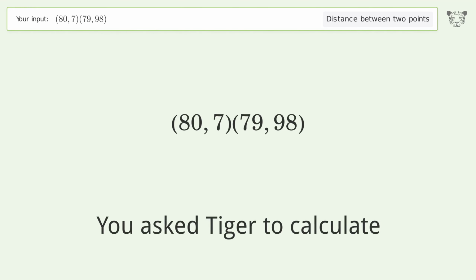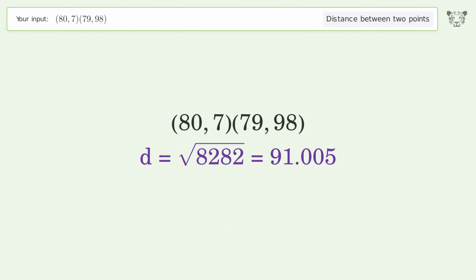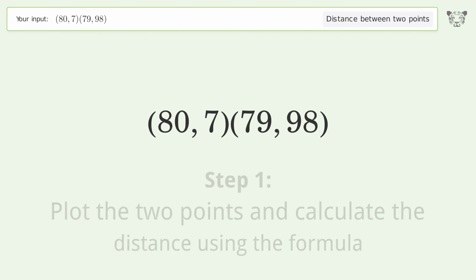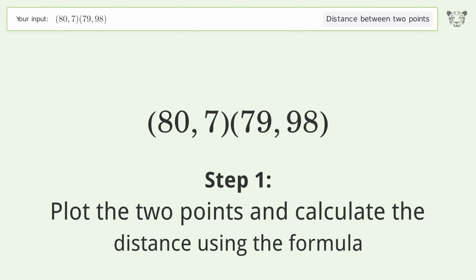You ask Tiger to calculate. This deals with the distance between 2 points. The distance between the 2 points is the square root of 8,282 or 91.005. Let's solve it step by step. Plot the 2 points and calculate the distance using the formula.